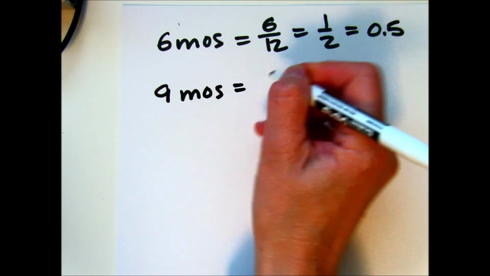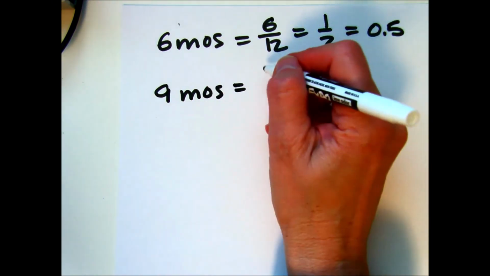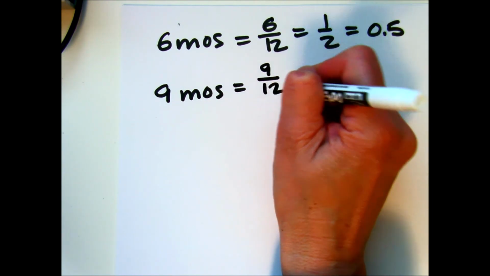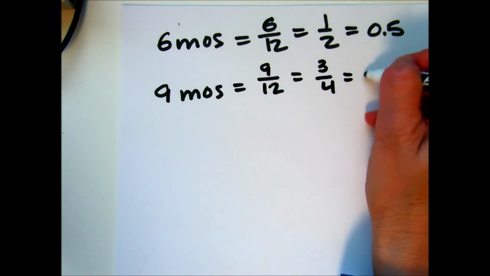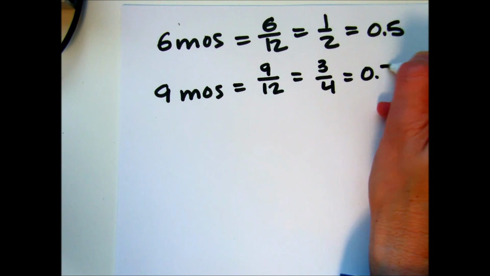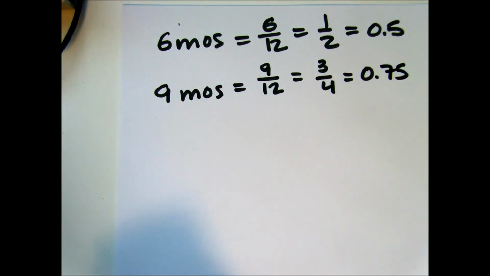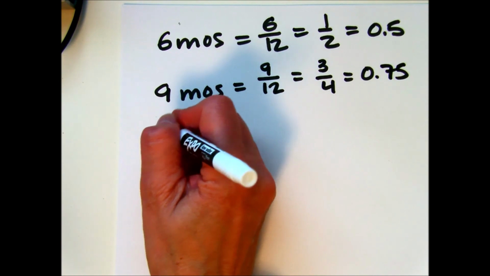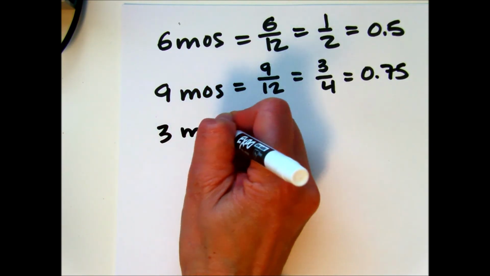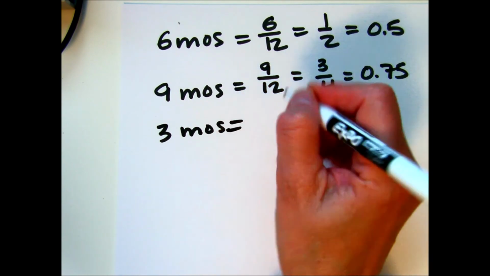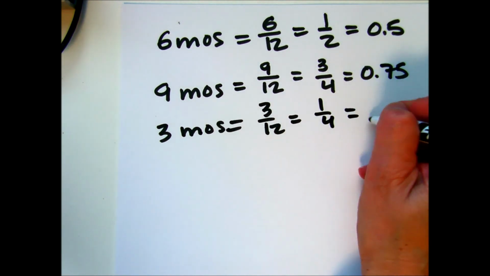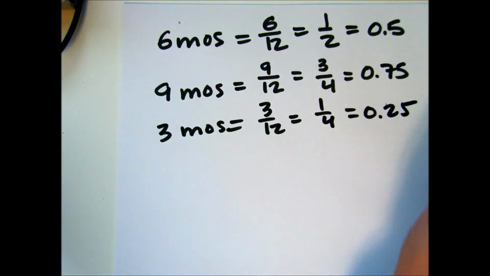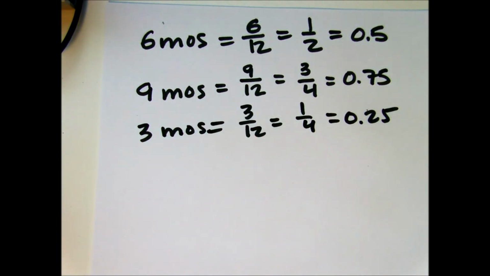Another one you might see is, say, 9 months. Again, if you're not sure, make the fraction in terms of months. So it'd be 9 over 12. That could be reduced to 3/4, or it could be converted to a decimal, 0.75. Another one would be maybe 3 months. Three out of 12, or 1/4, or 0.25. Again, if you're not sure how to convert between fractions and decimals, I have a video on this you could review.